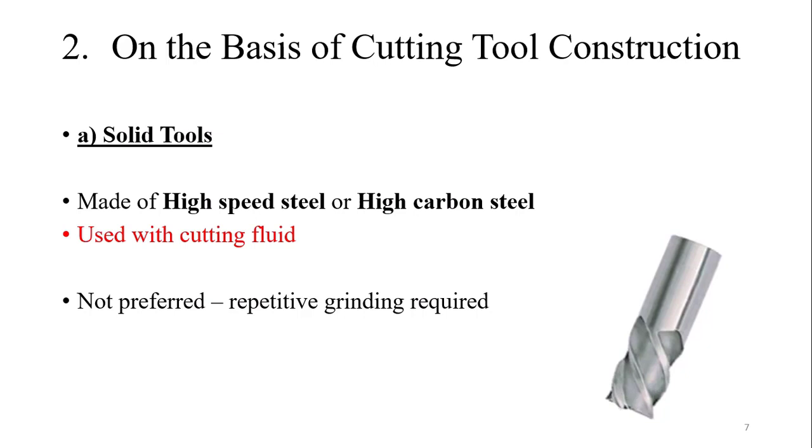Made of, for example, high speed steel or high carbon steel. In these tools, your full tool, you can see in this image, like your drill tool, that this tool is made up of a single material. That's why it is called solid tools, correct? And it is not preferred because repetitive grinding is required. After some time your bit has become blunt, your tip has become blunt, then you need to change it or grind it. That is the major issue with the solid tools.